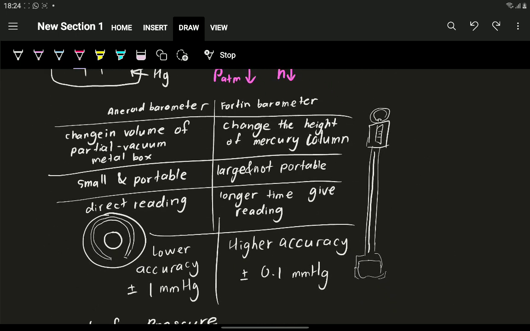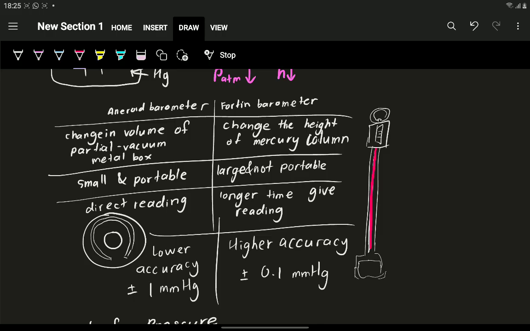Now the aneroid barometer. The aneroid barometer is this round one, small and round. The mercury barometer is this big and long one. For the aneroid barometer, how it gives a reading is it changes the volume of the partial vacuum metal box. So basically it changes the size. While the mercury barometer changes the height of the mercury column, and the mercury column is here in the middle. The aneroid barometer is small and portable, so you can easily bring it, while the mercury barometer is really large and long, and it is not portable at all.